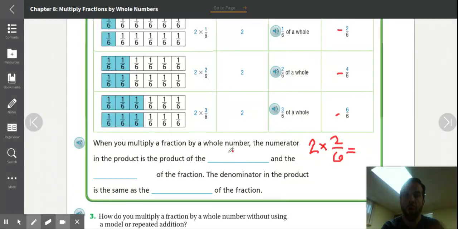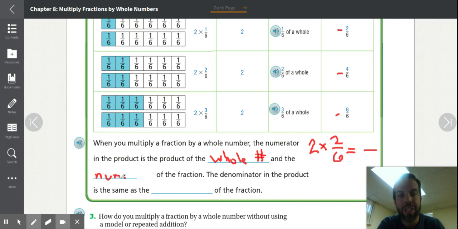When you multiply a fraction by a whole number, so here's my fraction 2/6 by my whole number 2, the numerator in the product, which is going to be right here, is going to be the product of the whole number. So I'm going to write whole with a W, and I'm going to do the number symbol to save some time. Whole number and the numerator of the fraction. And this is stuff that we already learned this week. We're just repeating it because this Unit 8 is very repetitive, and that's okay.